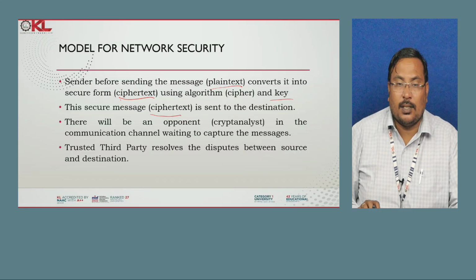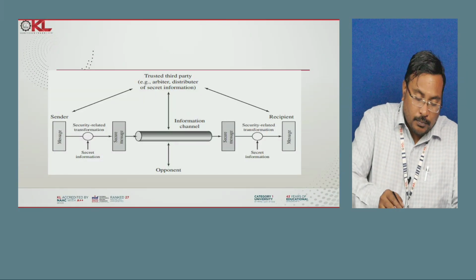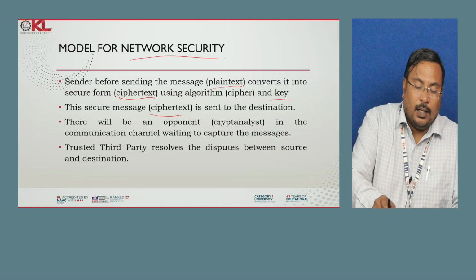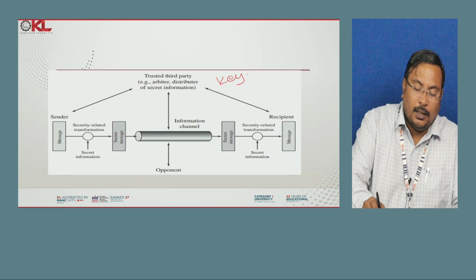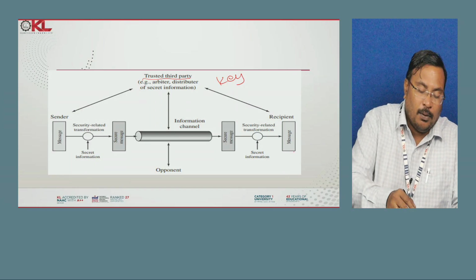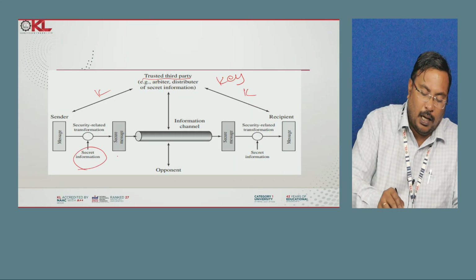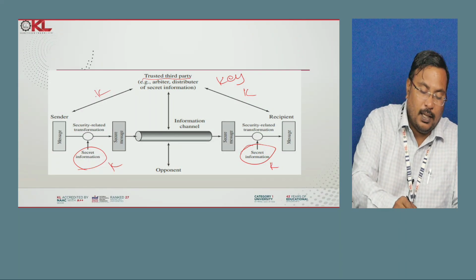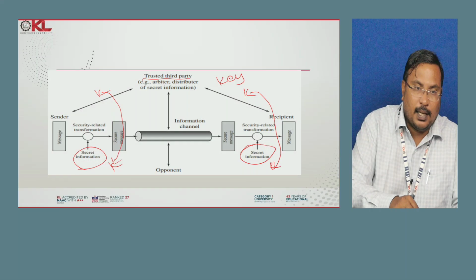Trusted third parties resolve the disputes between source and destination. This is what we have under the network model for network security. So for that we need one key. This key is sent by a trusted third party to these two parties, sender and receiver. Okay, the secret key that they are going to use for these algorithms will be sent by the trusted third party. This key is utilized here and this key is utilized here, secret information.